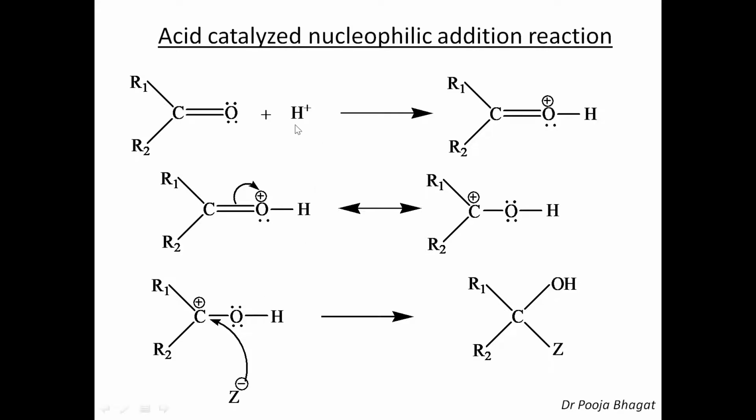So what is the role of the acid? Acid is increasing the electrophilicity of this carbon. So from partial positive, it is getting converted into complete positive charge. So it is increasing the electrophilicity of the carbon and therefore the rate of reaction increases.